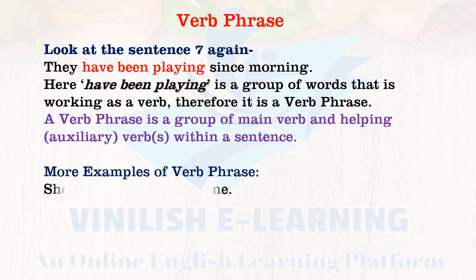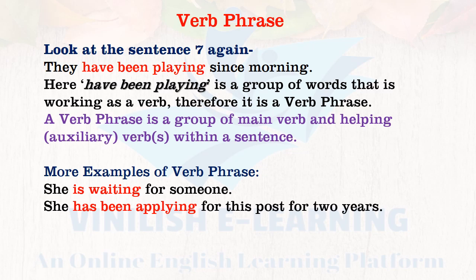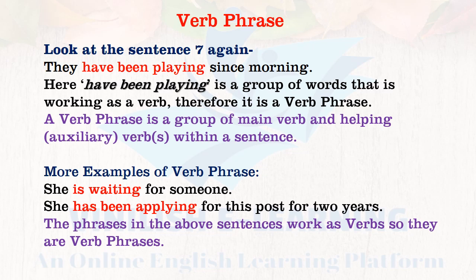See more examples of verb phrase. She is waiting for someone. Is waiting. She has been applying for this post for 2 years. Has been applying. The phrases in the above sentences work as verbs, so they are verb phrases.